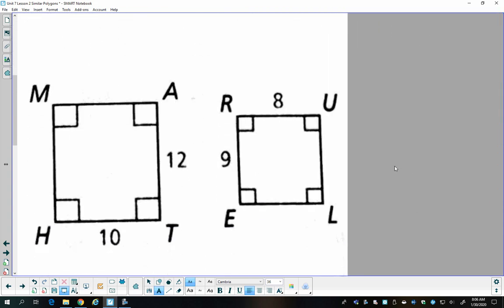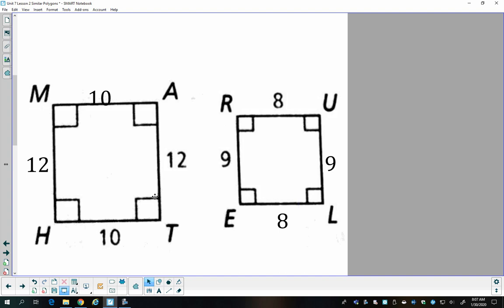Let's look at these two rectangles. Again, the angles are all right angles in both figures, so all the corresponding angles are going to end up being congruent. And so that's step 1 to them being similar. And so now we need our sides to be proportional. These are rectangles, so I didn't label all the sides, but that one would be 12, and that would be 10, and 8, and 9.